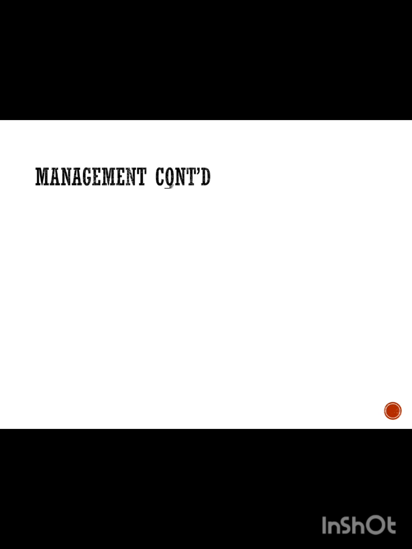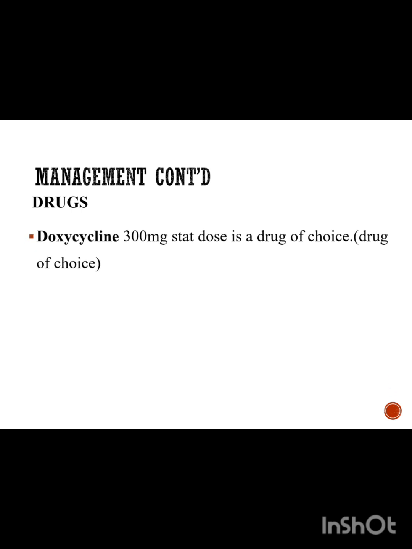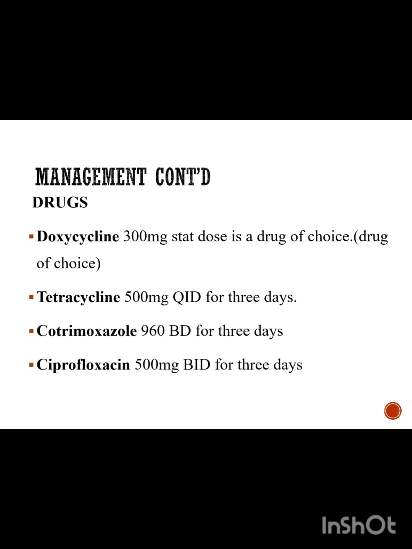Then for drugs, the drug of choice for cholera is doxycycline 300 milligrams stat. Give it as soon as the patient comes in. Tetracycline you can also give, 500 milligrams 4 times a day. Cotrimoxazole, ciprofloxacin, and erythromycin are other supportive drugs. So the main drug of choice is doxycycline.